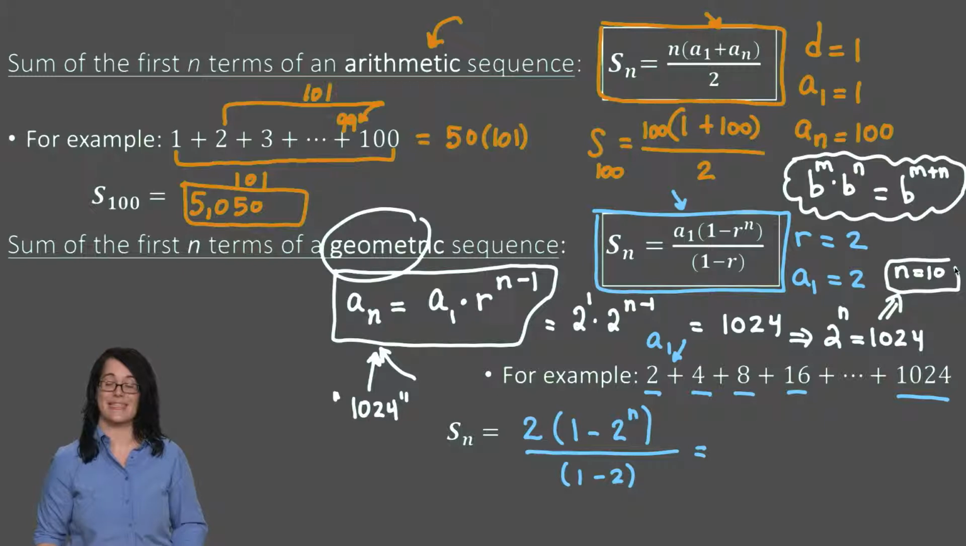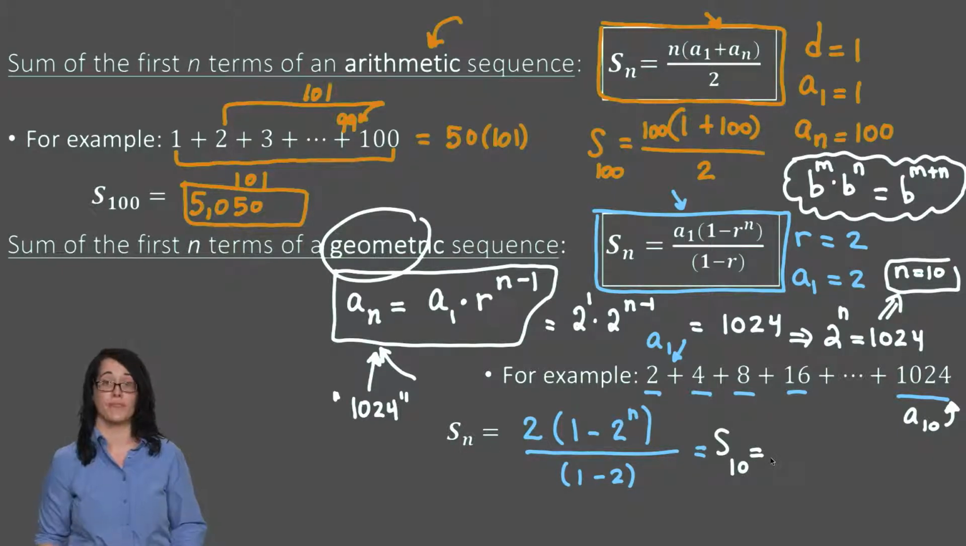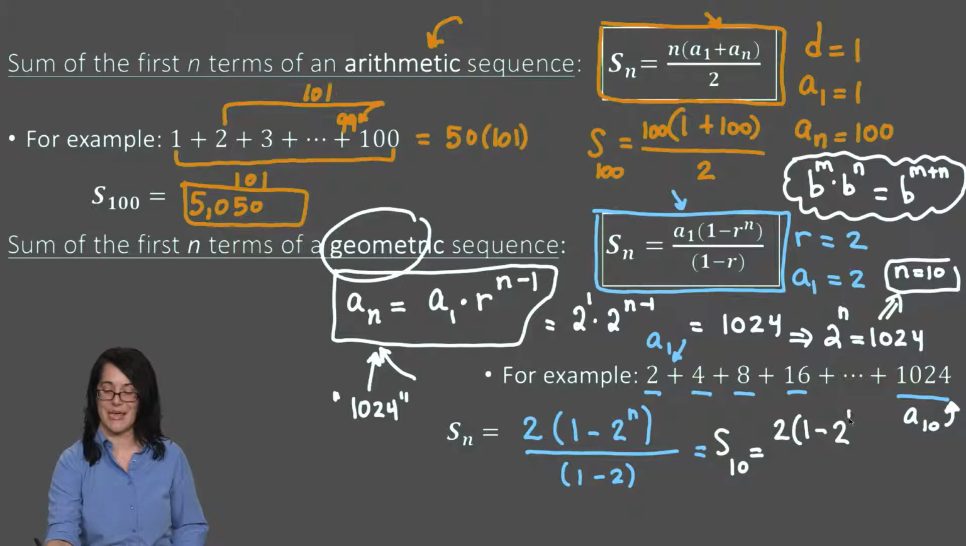So it looks like in this case, this is our 10th term. So now we know what n is for the sum. We're saying we would like the sum of the first 10 terms of this sequence. So in our formula, we would have 2 times 1 minus r, which was 2, to the 10th power. That is our 10th term. And you can plug it in.